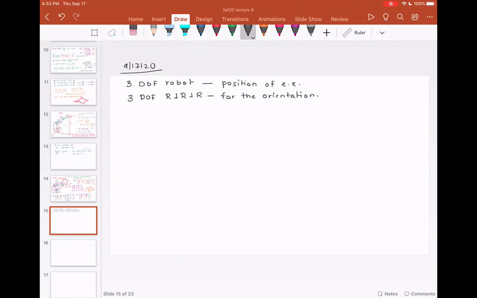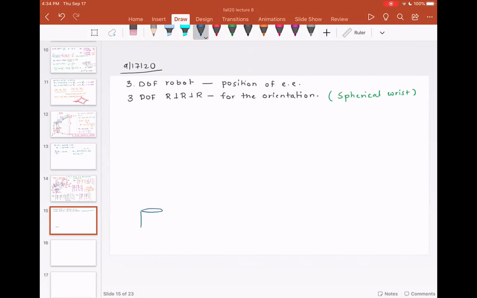Now, how do we solve the inverse kinematics problem for such a case? The idea is we solve these two problems separately. So this 3 degree of freedom RRR is called the spherical wrist. And I'm going to solve the spherical wrist problem first. So I just want to give you a very simple example. Think about it, that we have a robot arm which is shown something like this.